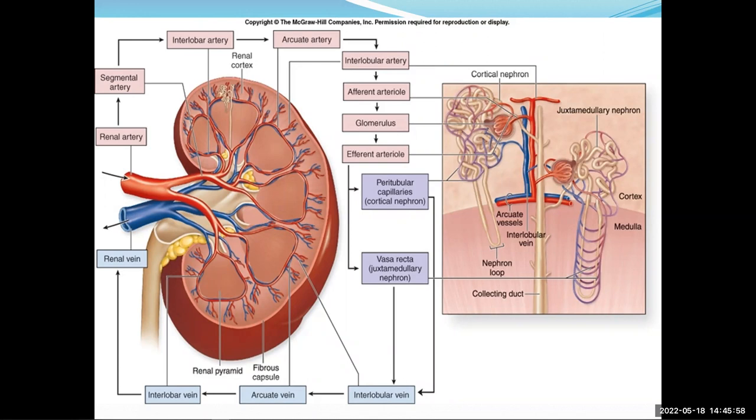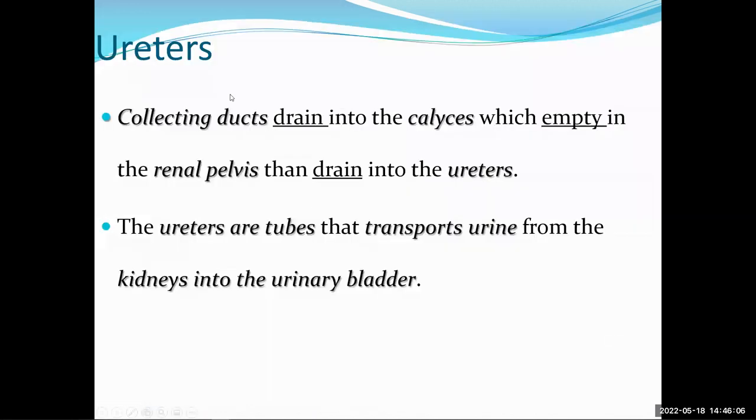Okay, so here we have the functional unit, and this is where we have the filtration and reabsorption of water happening. So the ureters, structurally, drain into the calyces, and they in turn empty into the renal pelvis, as we mentioned. The ureters are the tubes that transport urine from the kidneys to the bladder.